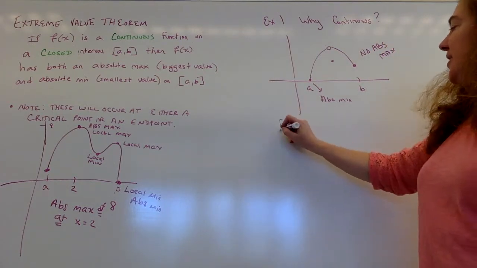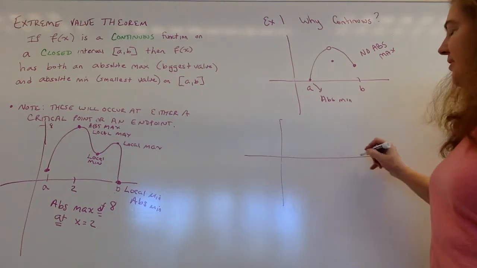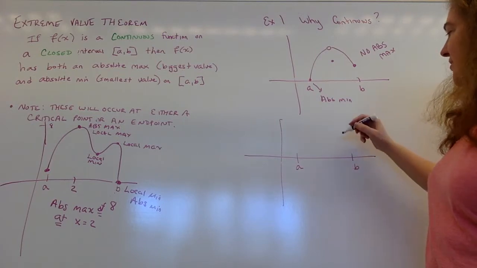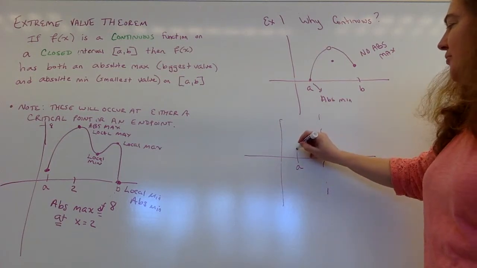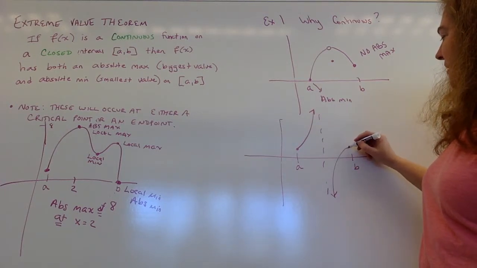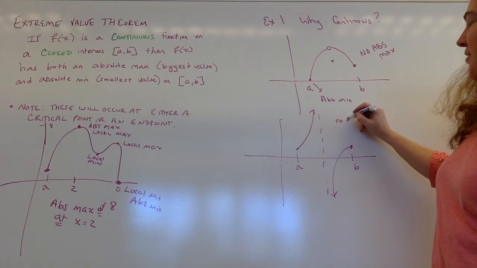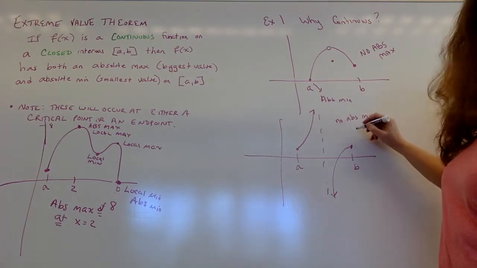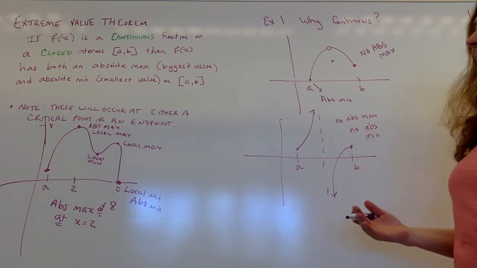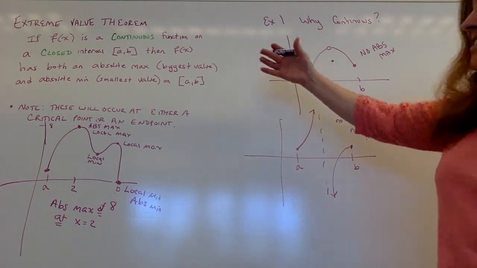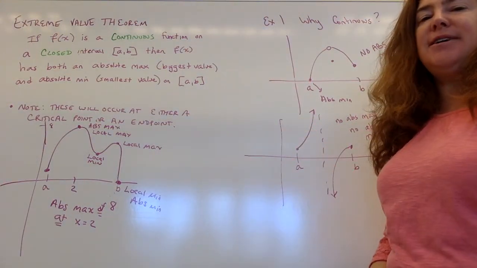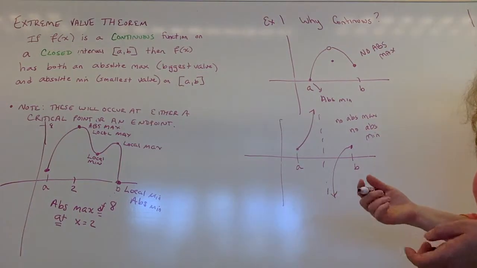Something else that could happen if it weren't continuous, you could have something where here's A and here's B, and maybe you have an asymptote in the middle, and it's doing something like that. In this case, there's no absolute max and there's no absolute min. We don't have either one of them. So it has to be continuous. And again, just to guarantee it, there might be an absolute max and an absolute min if it's not continuous, but it's not guaranteed.